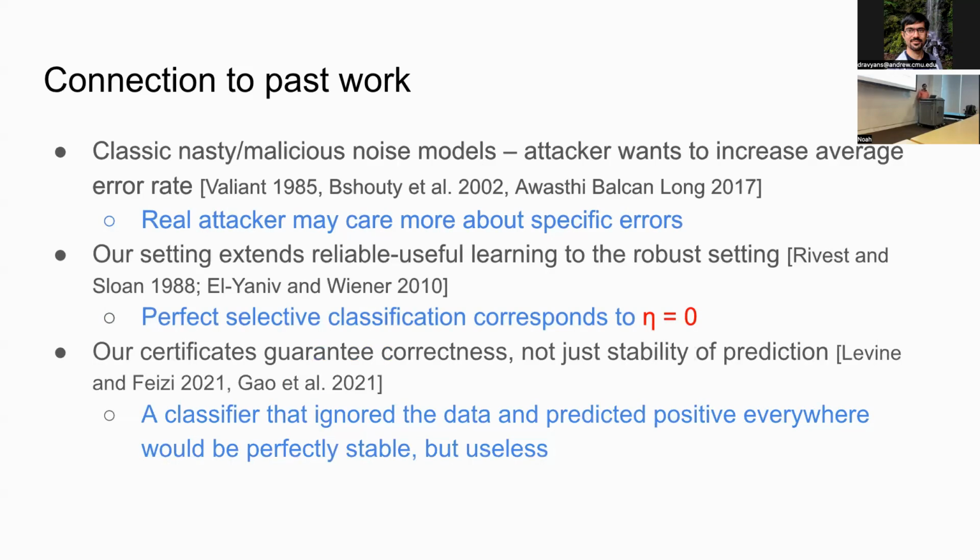Our certificates guarantee correctness, not just stability. This is the point that was just raised before. This is prominent in theoretical work and also in the so-called certificates in the applied literature, where the idea is to guarantee that while the adversary perturbs, the prediction of the algorithm doesn't change. If it was incorrect, it stays incorrect. If it was correct, it stays correct. But we want to give this stronger guarantee of being correct whenever we give our certificate. A simple counterexample is a classifier that completely ignored the data and predicted positive everywhere. It would be perfectly stable because it's trivially not going to change under any adversarial perturbation, but it's a completely useless classifier. So we also want to give this stronger guarantee of being correct.